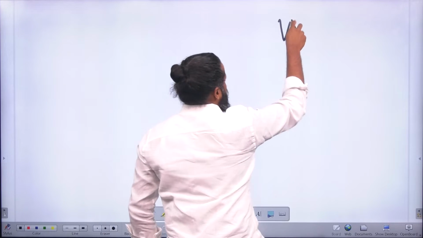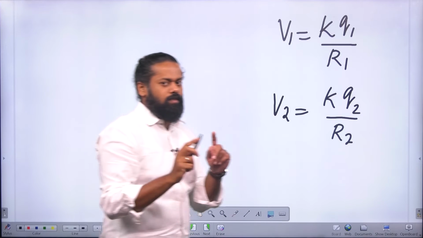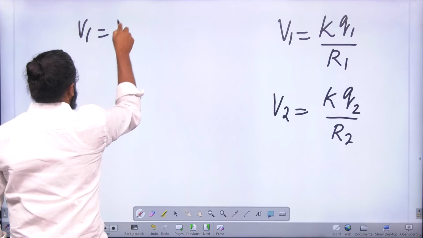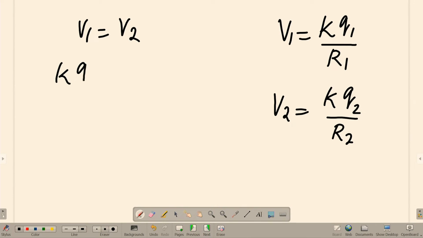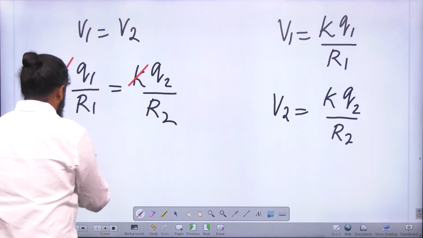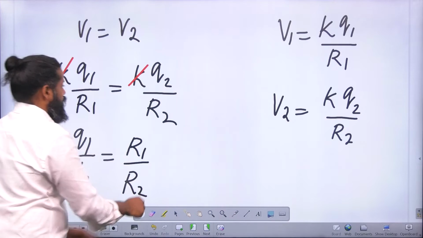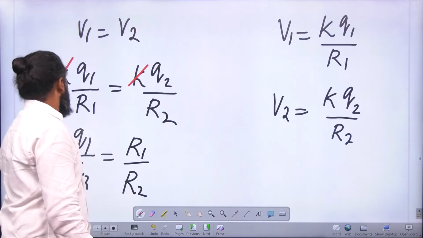V1 is equal to K Q1 divided by R1 and V2 is equal to K Q2 divided by R2. Both can be equated when connected, so V1 is equal to V2, or K Q1 divided by R1 equals K Q2 divided by R2, and we can cancel out K. So we get the equation Q1 by Q2 is equal to R1 by R2. I hope all of you know K is 1 by 4 pi epsilon 0.